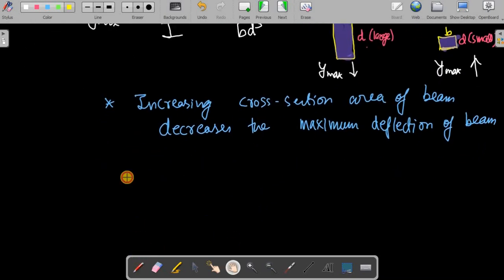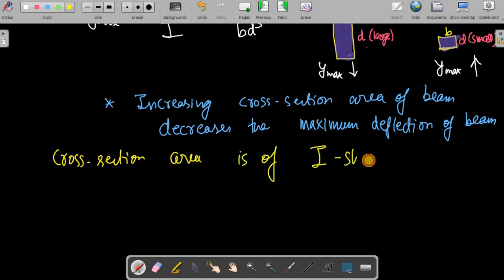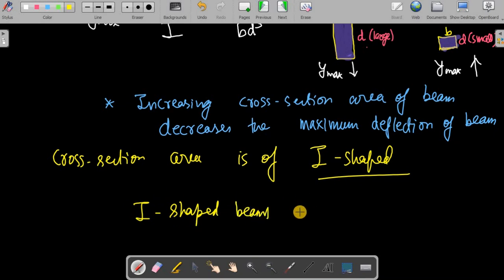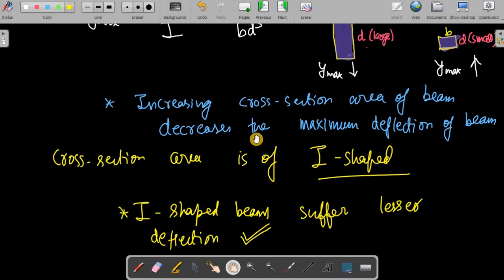So for that purpose we use an I-shaped cross section area. I-shaped beams have this advantage: they suffer lesser deflection, and that is why they are used for engineering applications. This is one of the things that they can ask in the questions.